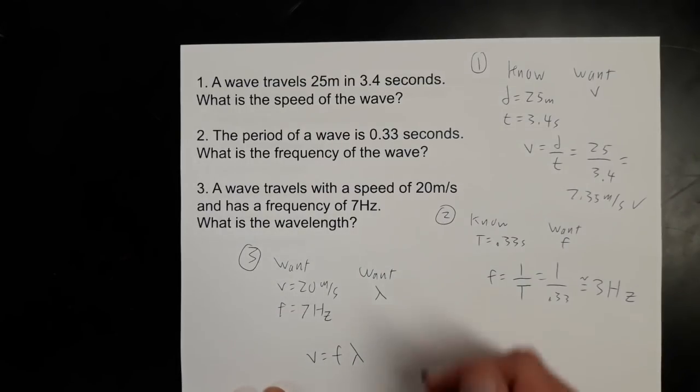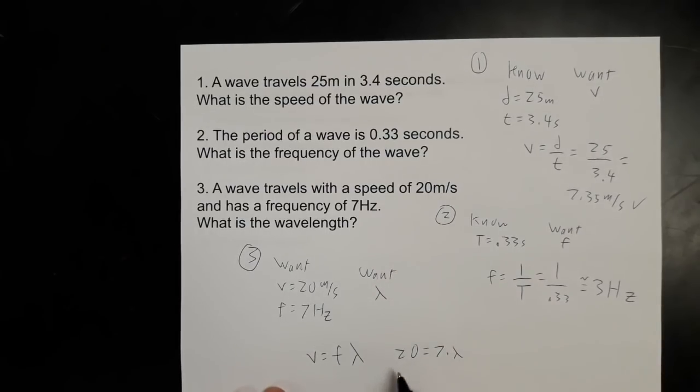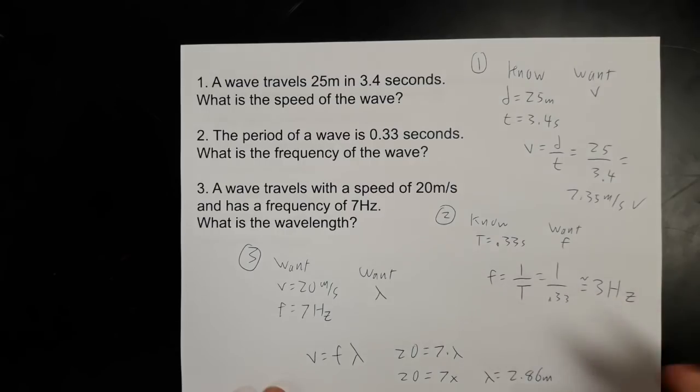We plug in the numbers. 20 equals 7 times lambda. Now we just solve for our unknown. This is the same thing as 20 equals 7x. And that's just a math problem. Solve for x, solve for lambda, and you will get 2.86 meters, if you just do the algebra and do the math.